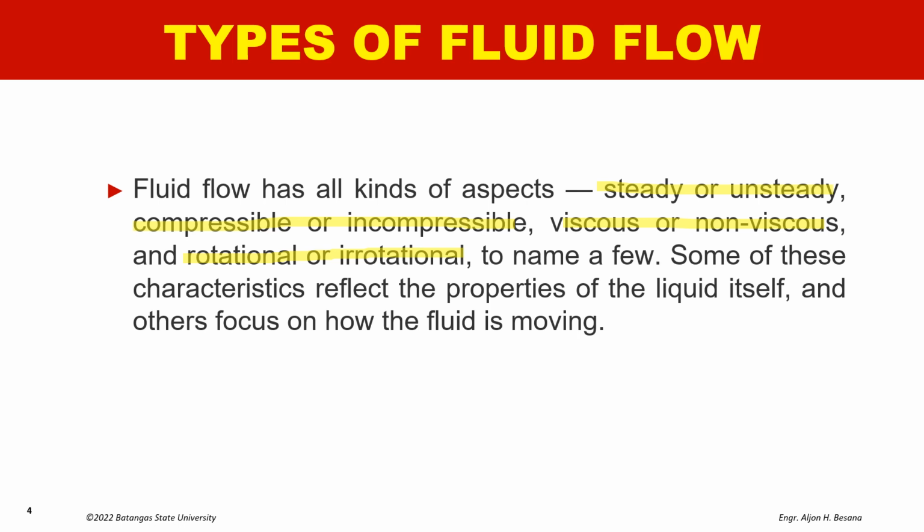Then the last one is rotational and irrotational. This is the pattern that the flow is providing. When we say rotational, the flow is in circular form, while irrotational, the flow is in parallel or in a single line form. And there are also other types of fluid flow. Some of these characteristics reflect the properties of the liquid itself, and the others focus on how the fluid is moving.